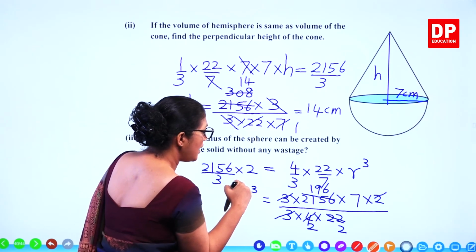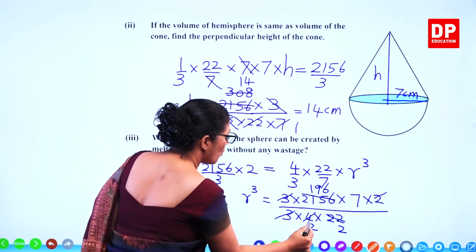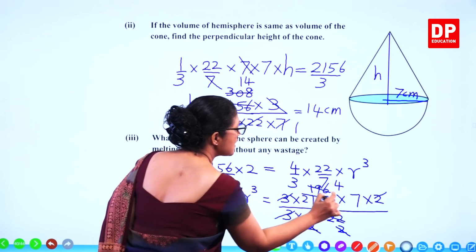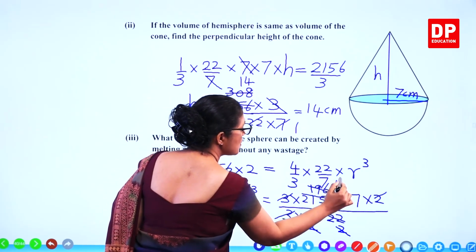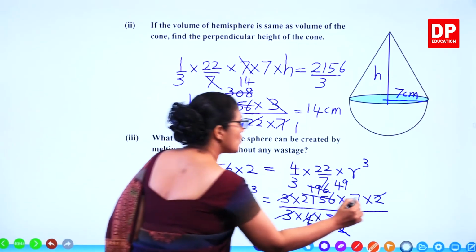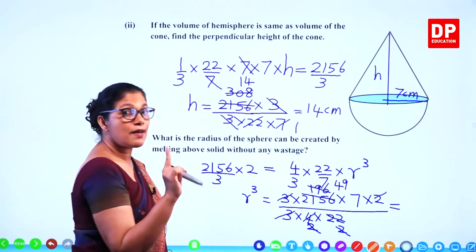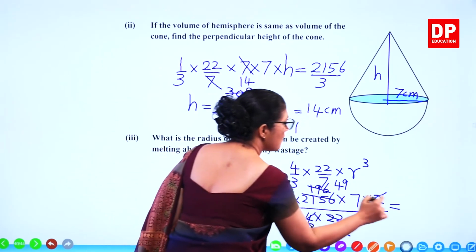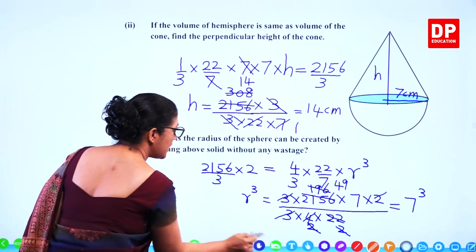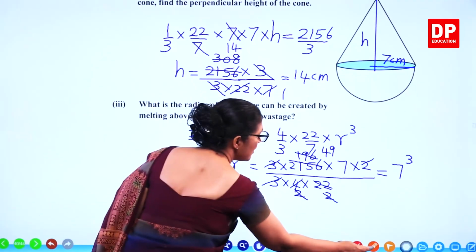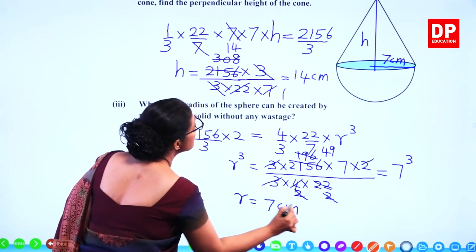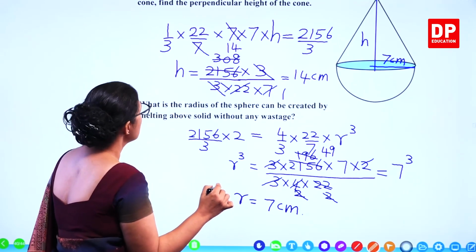Then what else can we do? We can divide by 4. This 2 and this 2, 4. So 4 times 4, 16. And 36, that's 4 times 9. So 49 times 7. So here we can write 49 as 7 squared. And this 7 to the power 3. R cube is 7 to the power 3. So what is the radius? Radius becomes 7 centimeters. This is in centimeters.